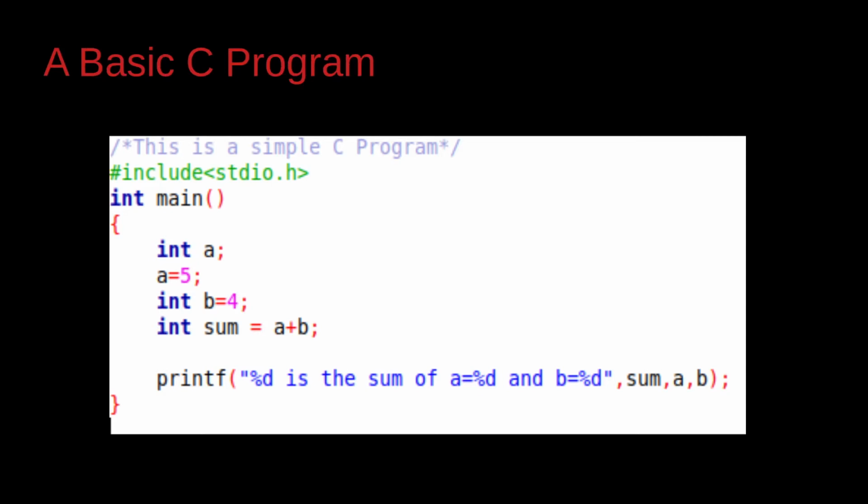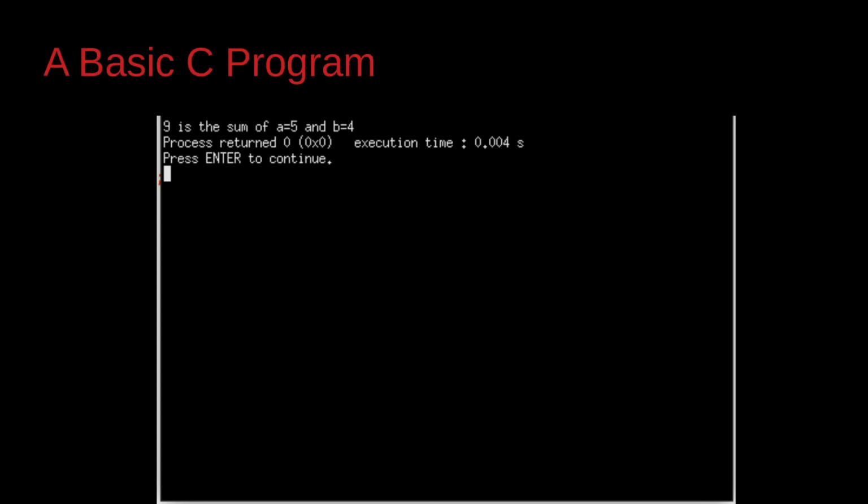And in the end, we close the bracket of the main function and the program is complete. Here's the output of the program. You can clearly see that we cannot see anything except the line that was inside printf and that the format specifiers have been changed to their respective values.